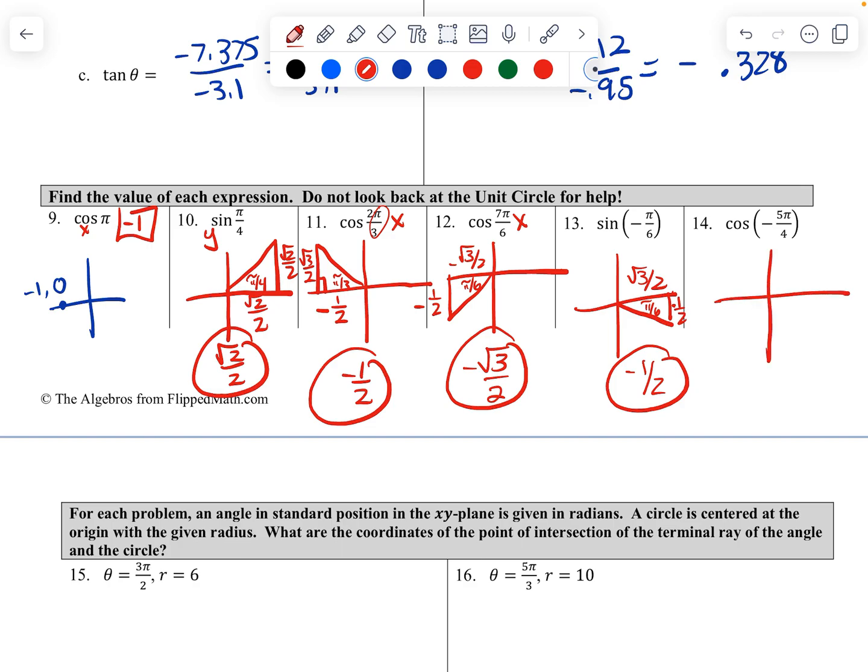And then 5 pi over 4. So we're going backwards. So I always count this out. So there's 1 pi over 4, 2, 3, 4, 5. So pi over 4. And these are both root 2 over 2, but our x, it's going backwards, so it's negative. And cosine is x, so negative root 2 over 2.